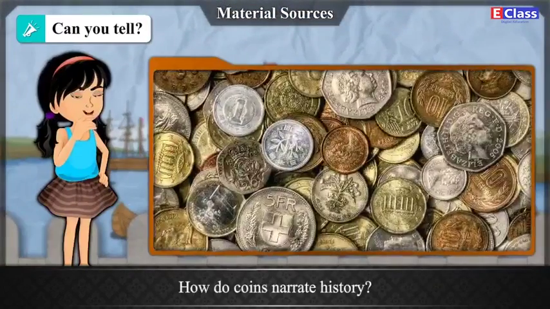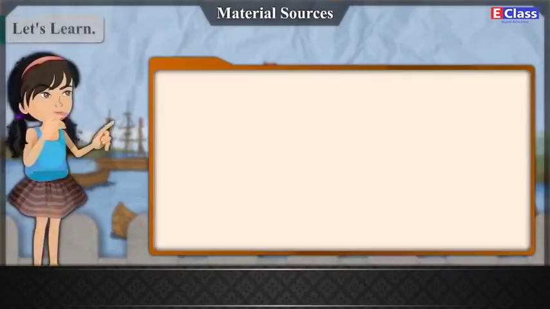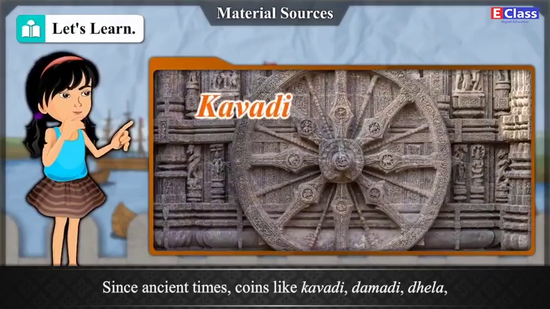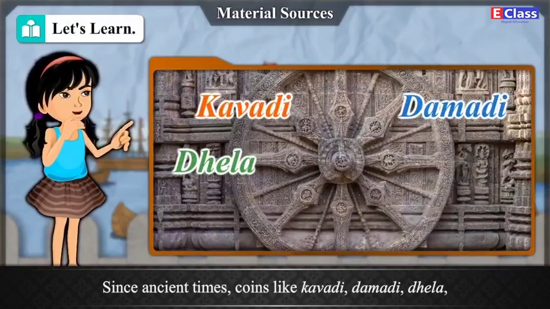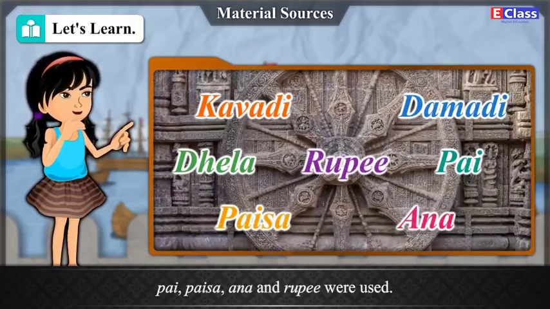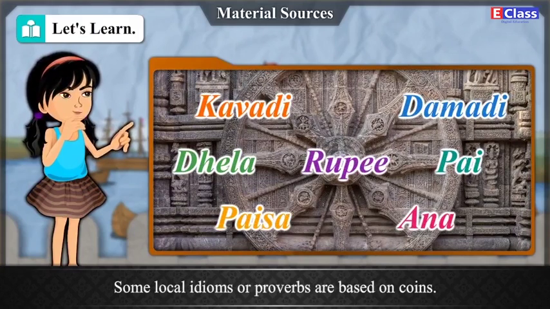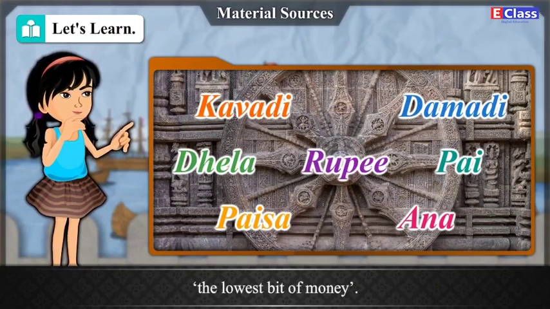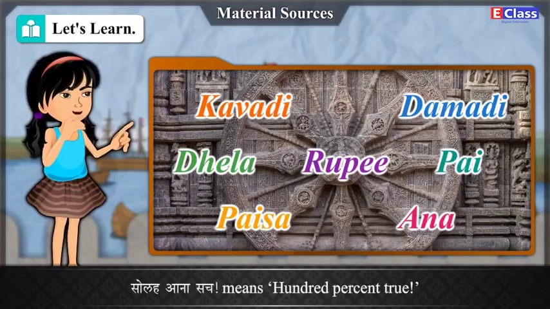Can you tell? How do coins narrate history? Let's learn. Since ancient times, coins like kavdi, damdi, dhela, pai, paisa, ana, and rupee were used. Some local idioms or proverbs are based on coins. For example, ek foot ki kavdi denar nahi. Here, foot ki kavdi means the lowest bit of money. Sola ana sach means 100% true.